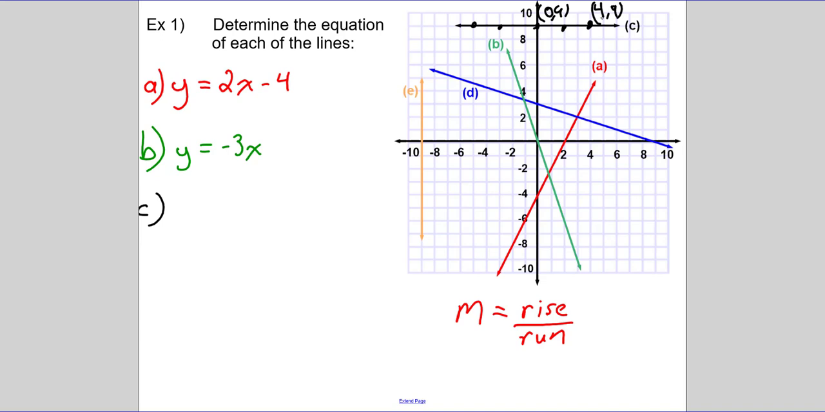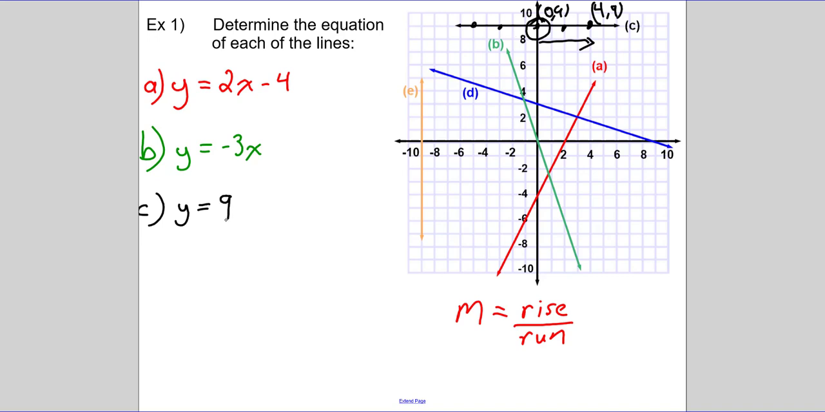So our rise is 0, and our run, you can see I'm going over 4 units. So I'm going up 0 and over 4, so that's a slope of 0. So y would be equal to 0x. I don't need to write anything there. And it's just the y-intercept now that I need, which is 9. So my equation is y equals 9.